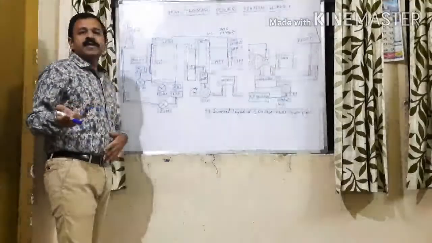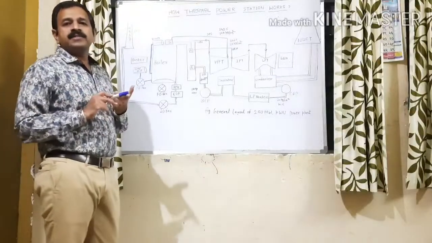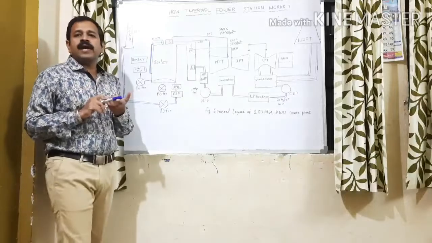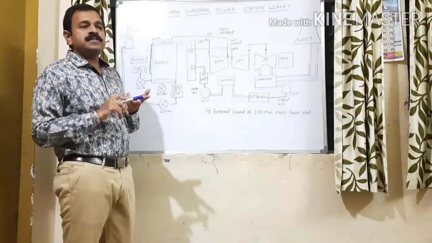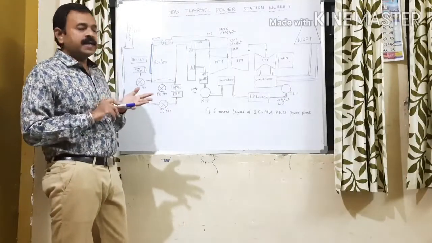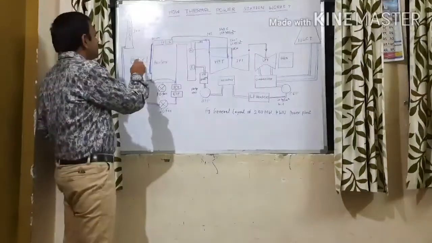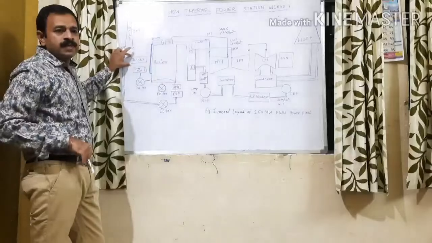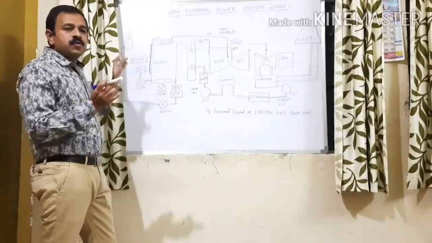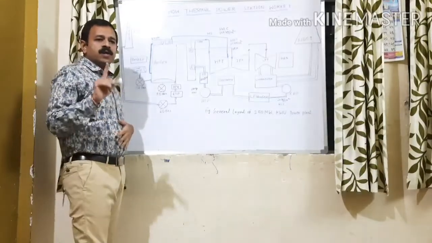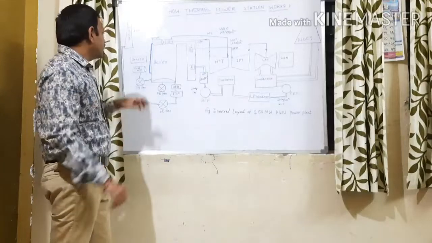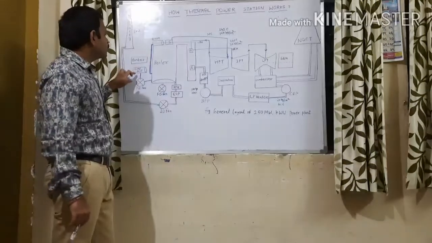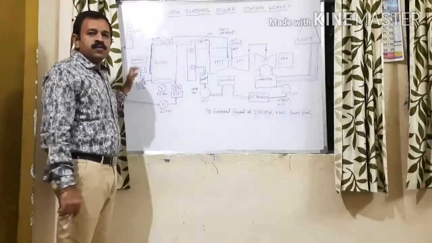As I told, there are 4 cycles: the coal and ash, the air and flue gas, and the steam and water. Here this is the bunker level. In the bunker we are storing the coal. In this bunker we store the coal required for a total of 24 hours, or 1 day. From this bunker the coal comes to the coal mill through the feeder.